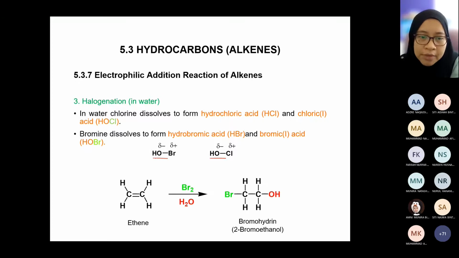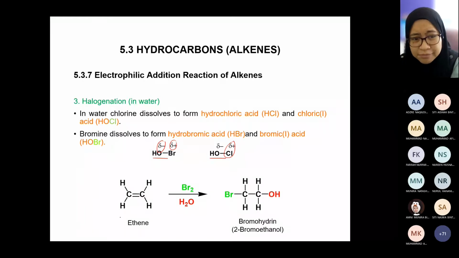Example. So OH will be slightly negative than Br. Okay, OH will be slightly negative than Br. So Br will be slightly positive compared to OH. Same goes for HOCl. Cl will be slightly positive than OH. Okay, all right. So this is what we call electrophilic part. Okay, the partially positive part is considered as electrophilic.